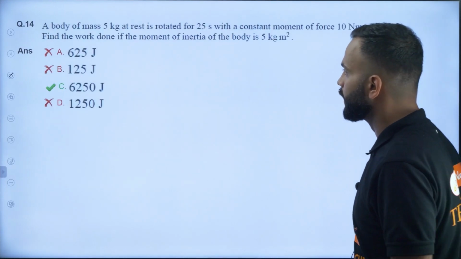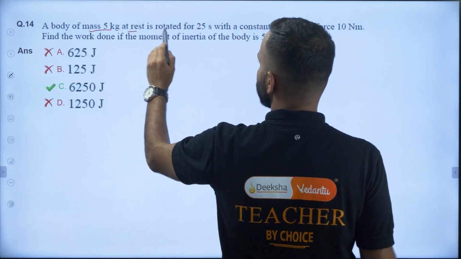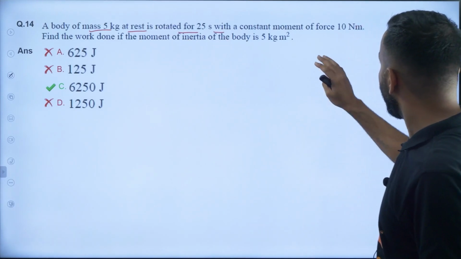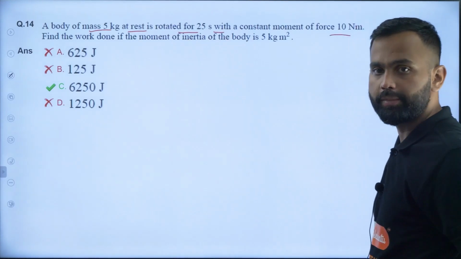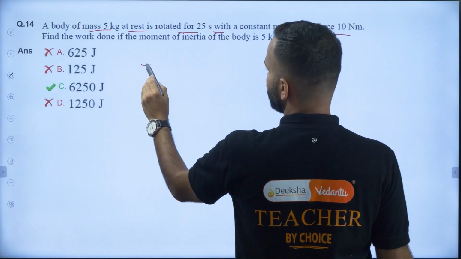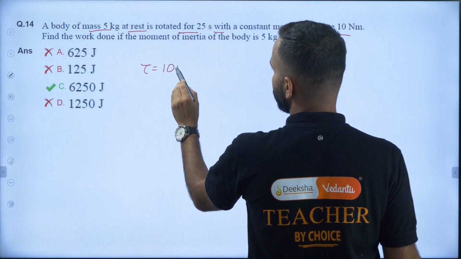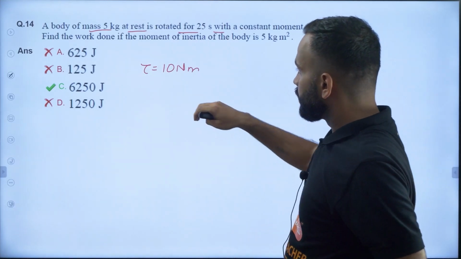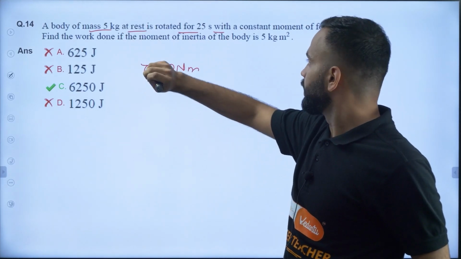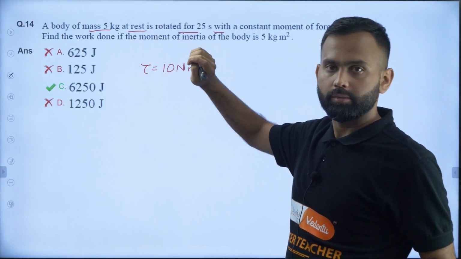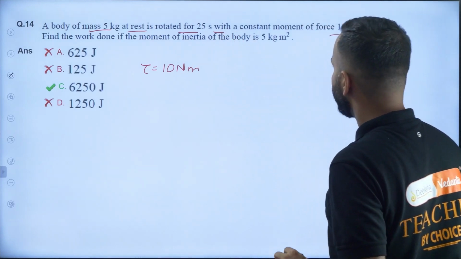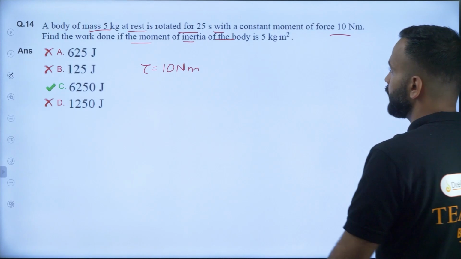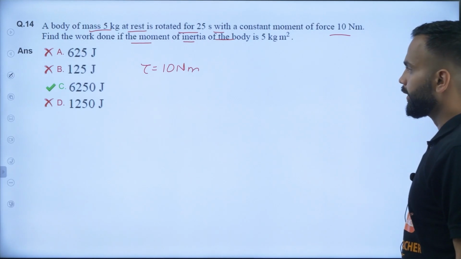Okay. Question number 14. A body of mass 5 kg at rest is rotated for 25 seconds with a constant moment of force 10 Newton meter. That is, the torque tau acting on the body is 10 Newton meter, right? The 5 kg body, initially at rest, is rotated for 25 seconds. Find the work done if the moment of inertia of the body is 5 kg meter square.